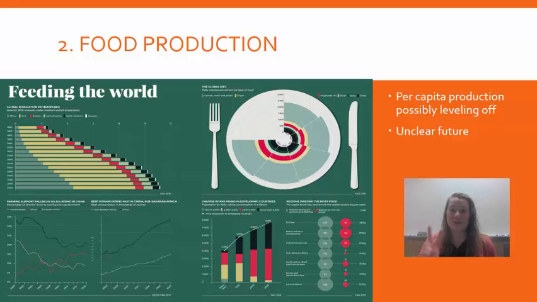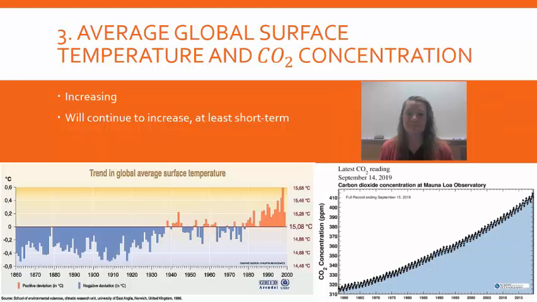The second piece of determining sustainability is our overall food production. And this is determined by the per capita, or per person, production of food. Now, it's predicted that our per capita production is probably going to be leveling off here pretty quickly. And we're not entirely sure what that means for the future. So we don't know if our per capita food production is going to keep up with the constantly growing human population unless that human population starts to slow down or level off in terms of size.